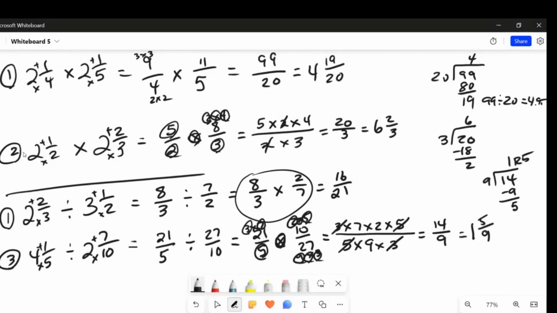So it seems like it's a lot, but it's really not. We're doing the same thing that we have done. All we've added to it is that we have some improper fractions and some mixed numbers.